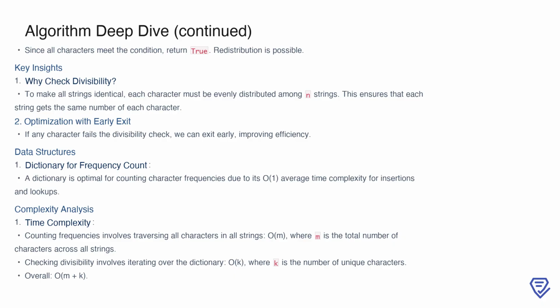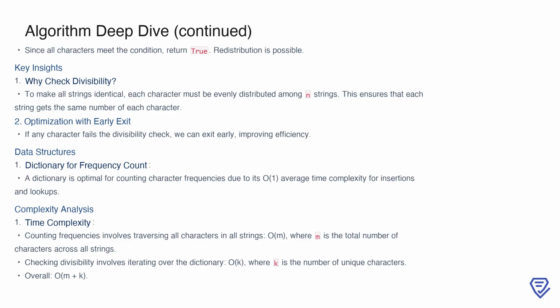This leads us to some key insights. First, checking divisibility ensures that each character can be evenly distributed among all strings. If any character fails this check, redistribution becomes impossible, which is why an early exit in such cases is an optimization that saves computation time. Additionally, the use of a dictionary for frequency counting is efficient, as it allows quick updates and lookups.